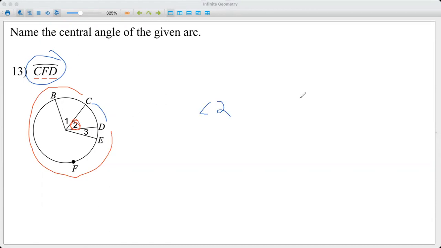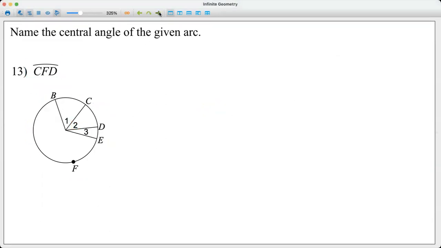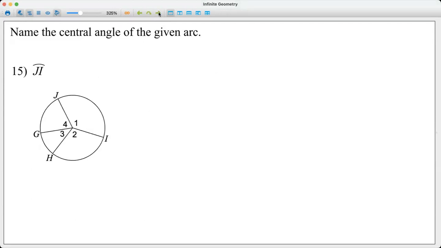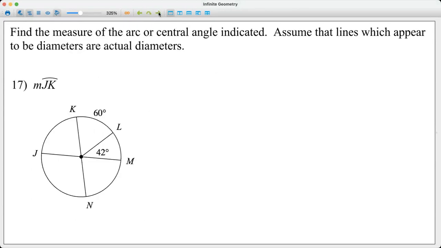You just need to do a couple of these to wrap your head around them. All right, so minor arc ED, this one's pretty straightforward. Minor arc ED, well, that would be angle 2. All right, so here's a bunch more for practice. Moving on to the next topic.